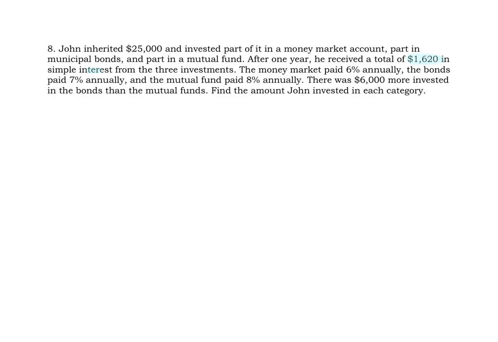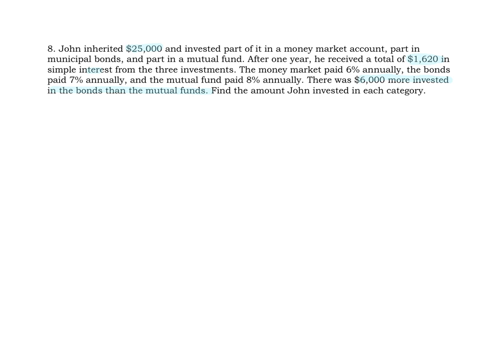And then it tells me the money market paid 6%, the bonds paid 7%, and the mutual fund paid 8%. There was $6,000 more invested in the bonds than the mutual funds. Find the amount John invested in each category. So I see a total of investment, but that $25,000 is the total money he had to invest overall.